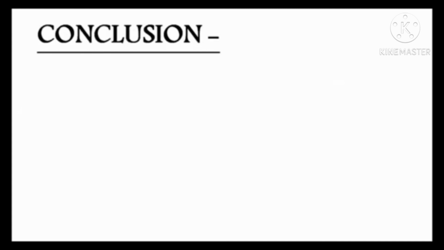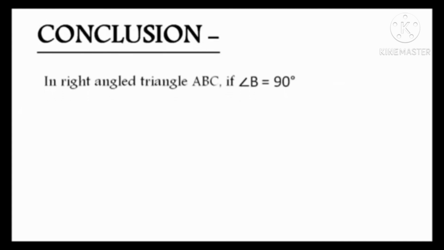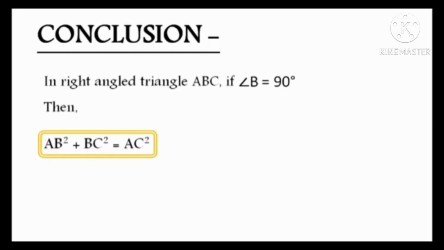From this, we can conclude that in right angle triangle ABC, if angle B is equal to 90 degrees, then AB square plus BC square is equal to AC square. Hence, we have proved the Pythagoras theorem by paper cutting and pasting method.